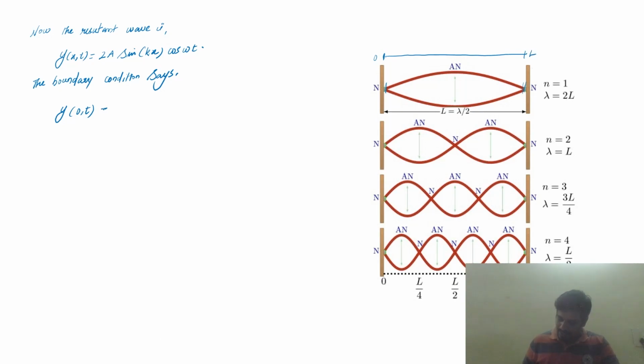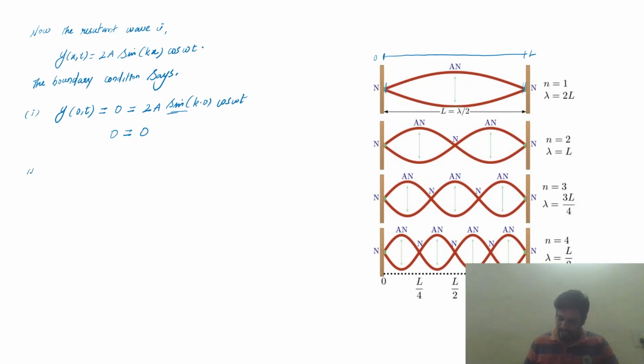So at x equal to 0, the amplitude goes to 0. If you substitute 0 for x, then k times 0 times cos omega t definitely goes to 0, because sin 0 is 0. So at x equal to 0, the amplitude of the wave is 0. This is the first boundary condition.